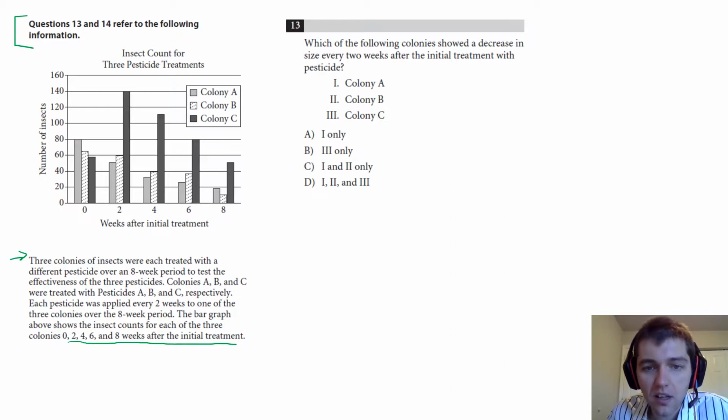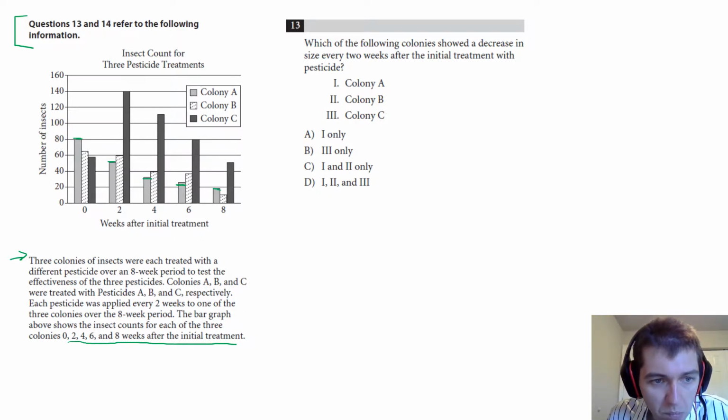So basically, they're asking which colony, so which bar goes down every week. It looks like colony A fits the bill because you see, this is colony A week 0, week 2, week 4, week 6, week 8. That is going down every week.